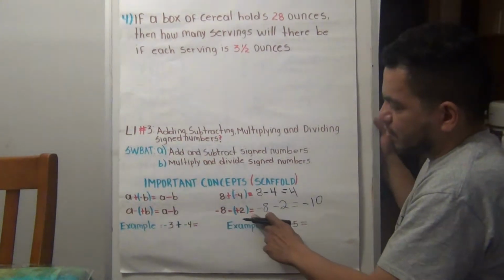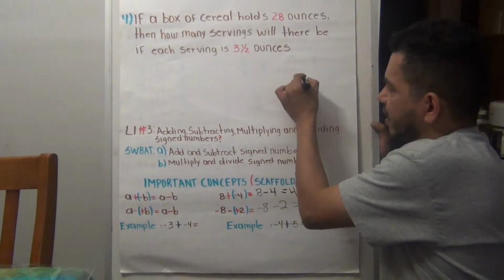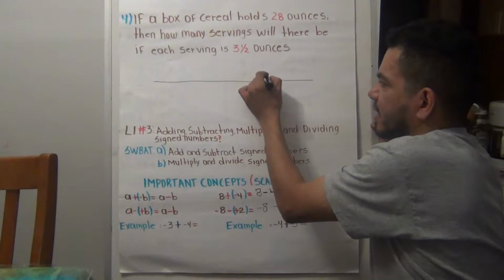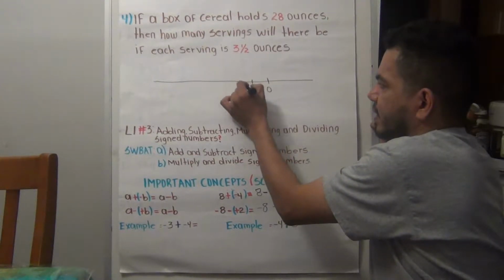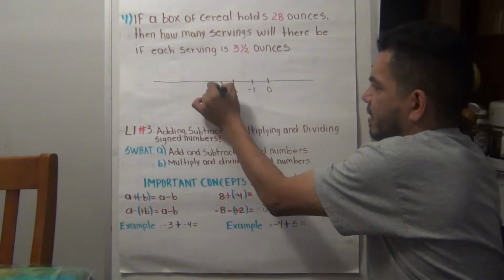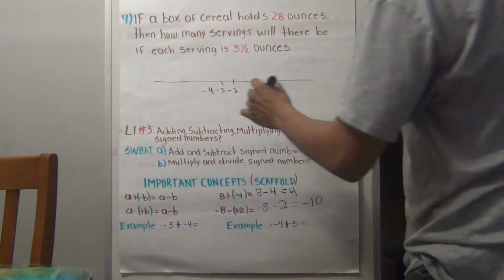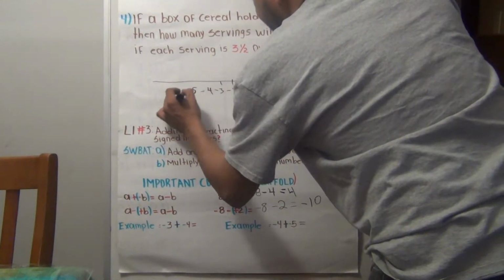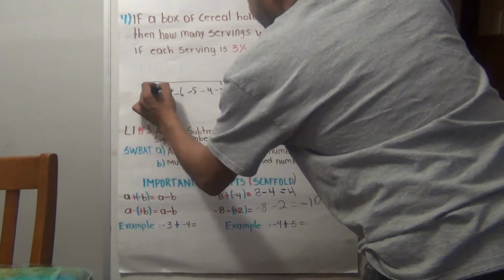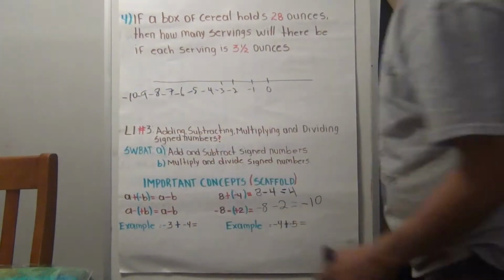Look, let me do negative 8 minus 2. So this is the number line right here. Right? So this is 0, negative 1, negative 2, negative 3, negative 4, negative 5, negative 6, negative 7, negative 8, negative 9, negative 10.